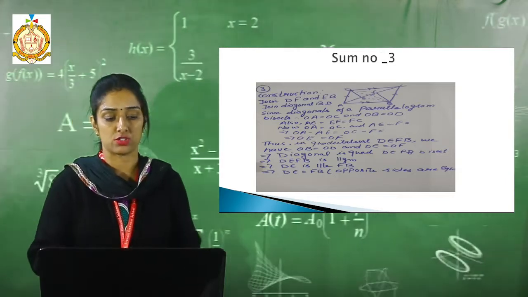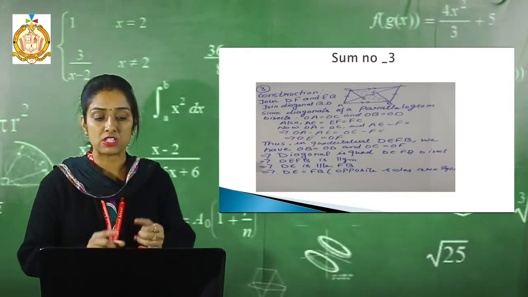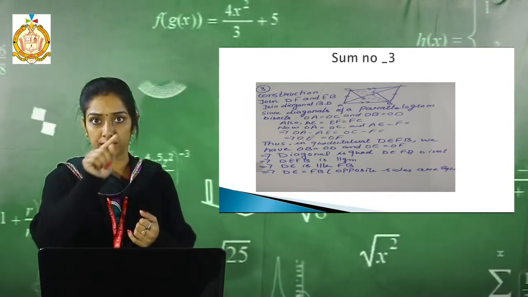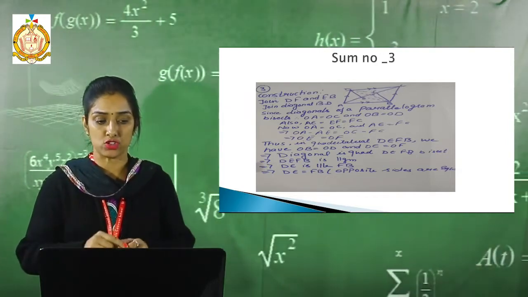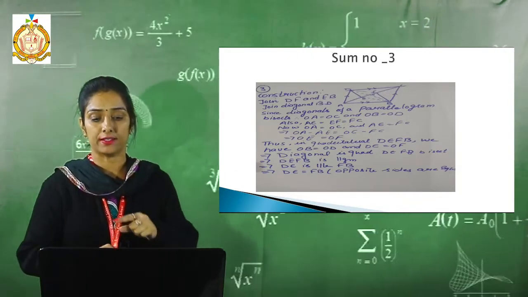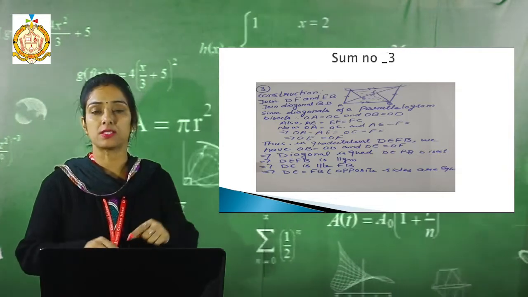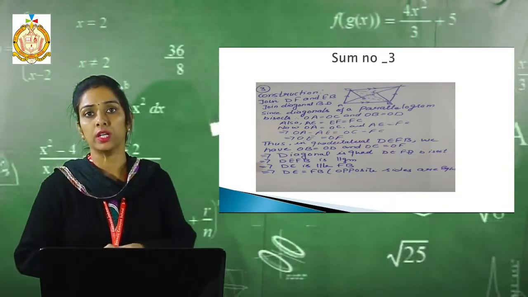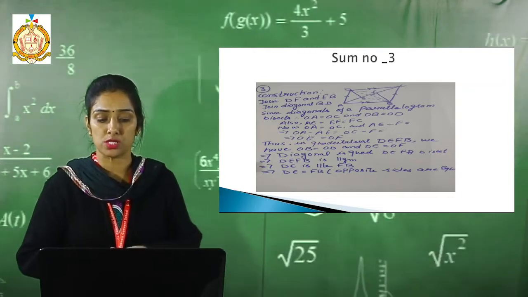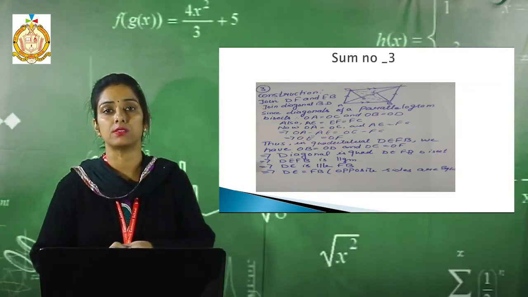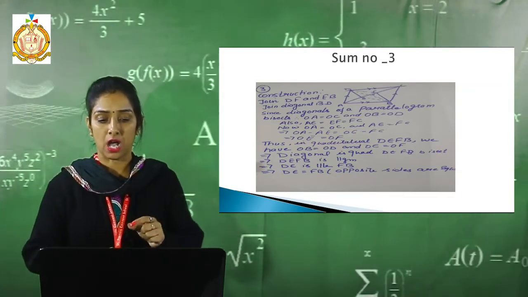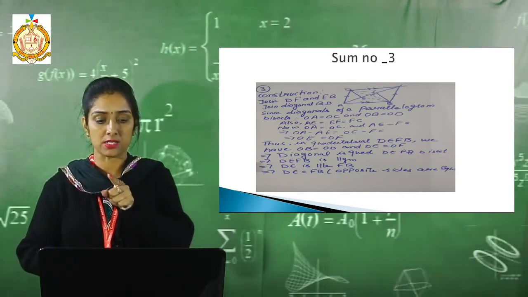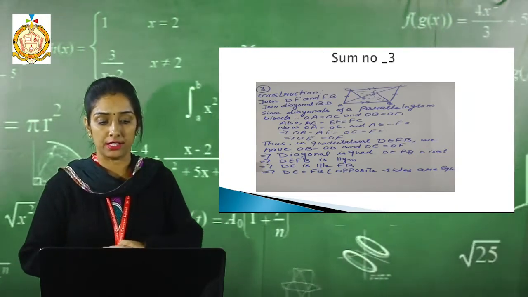Now see construction. What do I do? Firstly, I join DF and EB. DF and EB, I joined them. Now join the diagonal BD. Since diagonals of a parallelogram bisect each other, therefore OA is equal to OC and OB is equal to OD. Also you can see AE, EF and FC are equal.